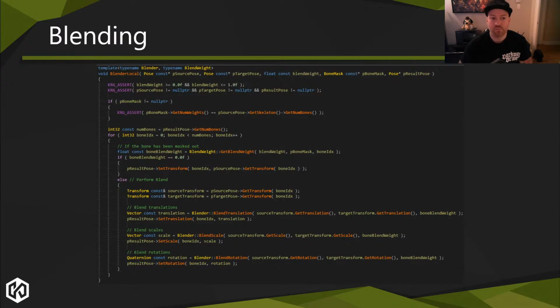So the final thing to blending, here's an example of the actual entire blend function. I have two poses, a weight, a bone mask, and the result. There's your blend. That is all the code you need to blend something. They use those blender functions above. That's why there's a bit of a template to basically just pick the function to call. And that's it. That's all you need. My entire blending sampling code is probably like 200 lines of code. It's not a major thing.